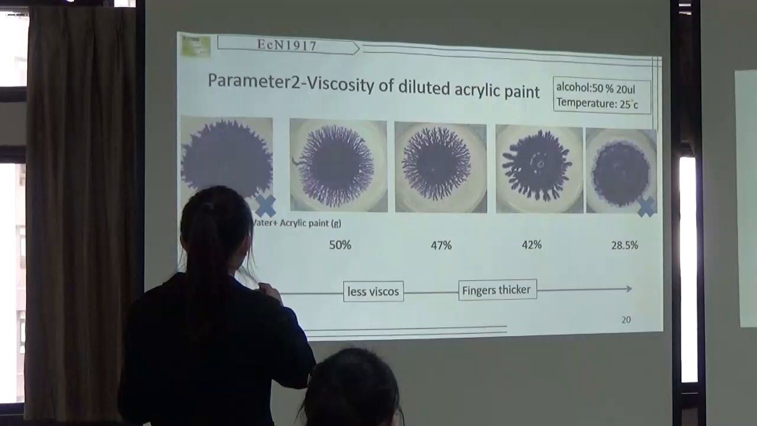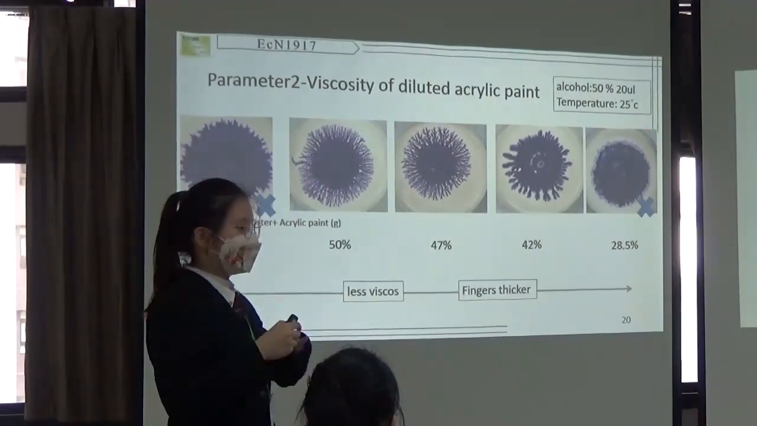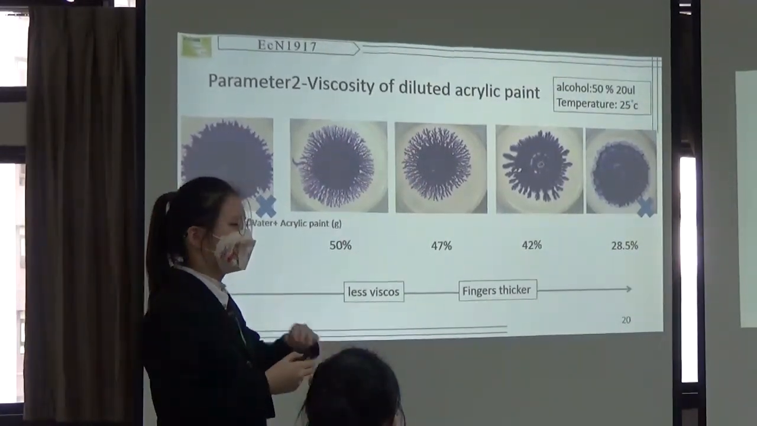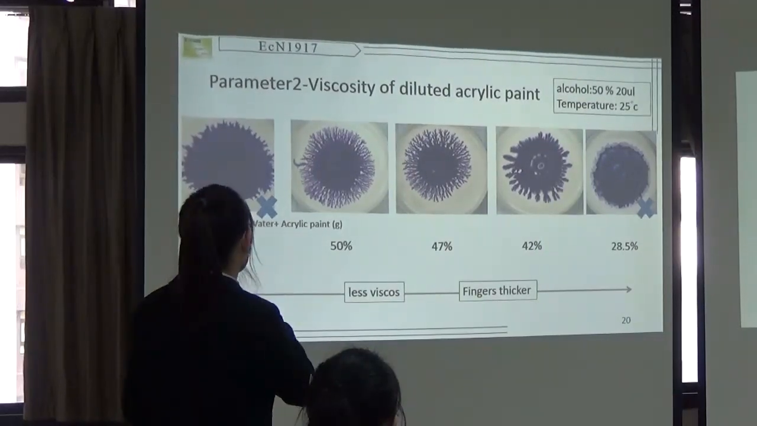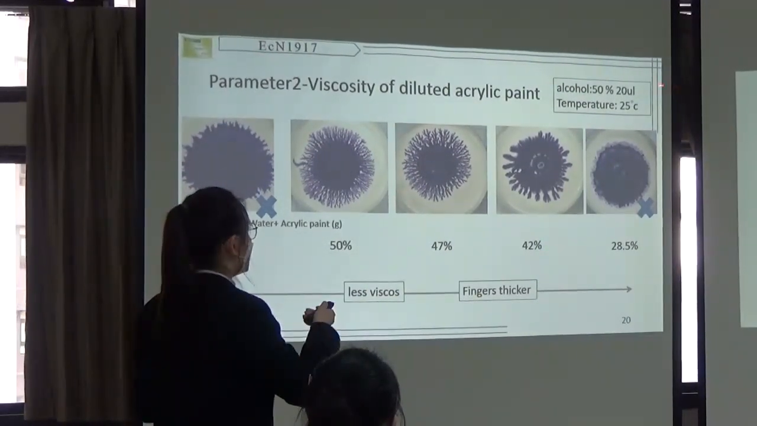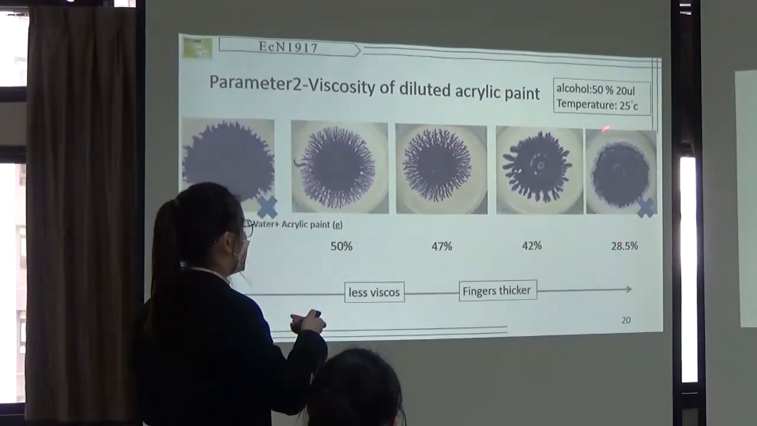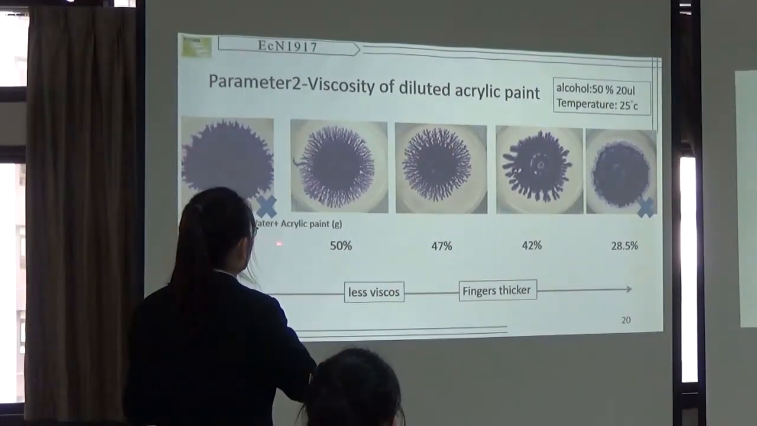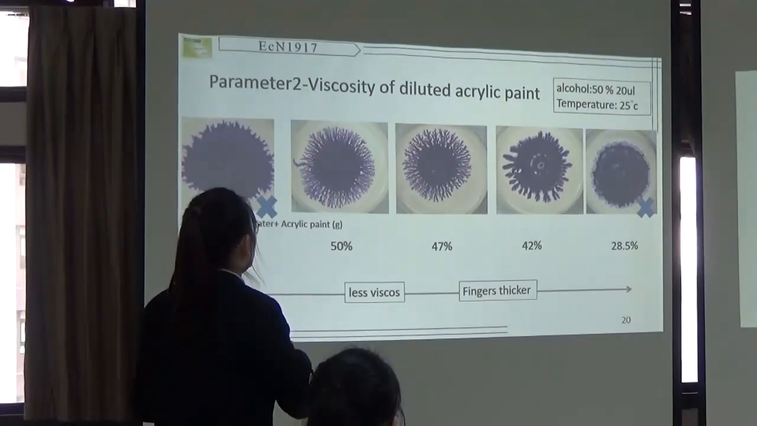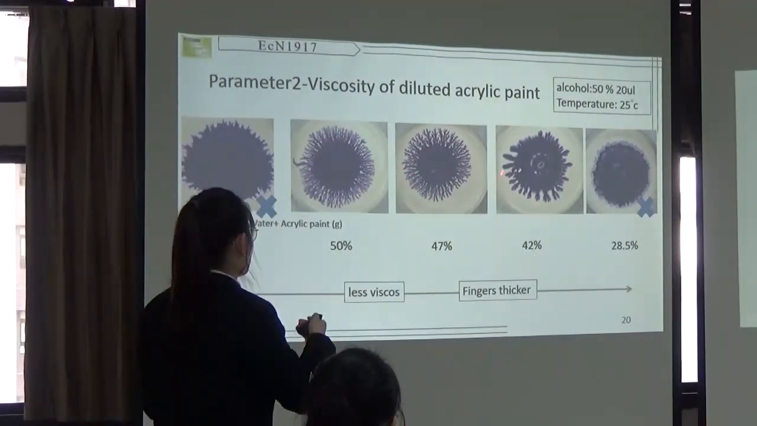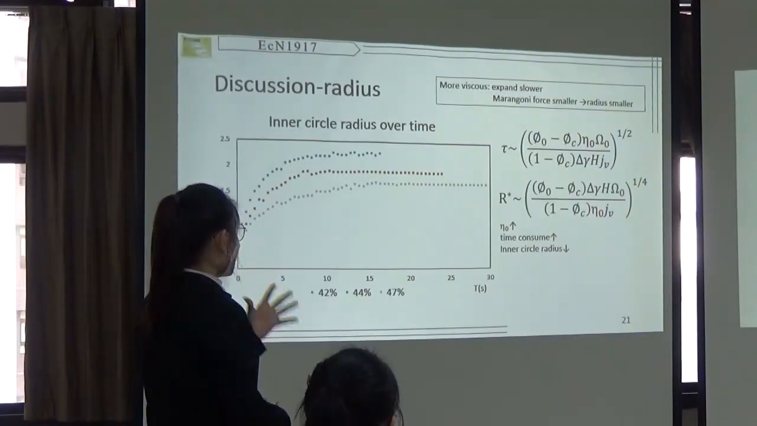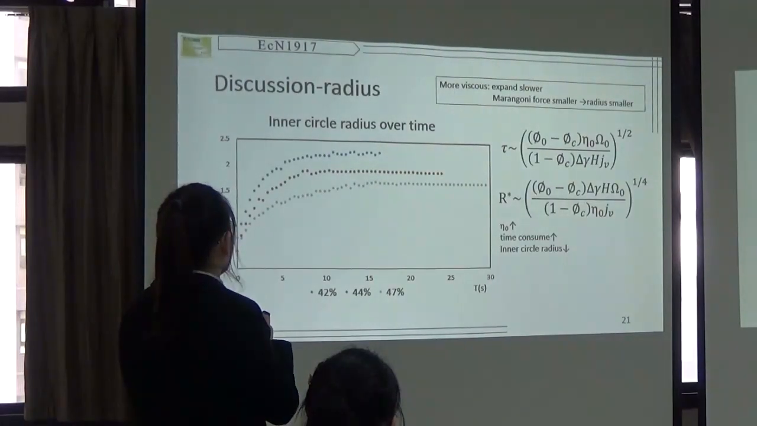But for this situation, the surface of the aquapan isn't smooth, so we won't calculate it. And for this, since they just mix together, it won't produce fingers. And we can see that with this range, with less viscosity, the fingers will be bigger. And here is a discussion about radius.